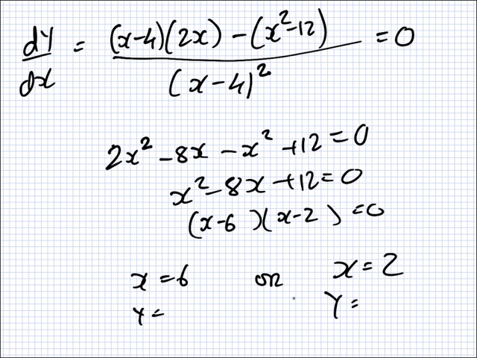And we should get the y values to go with that. If I put in 6, I get 36 minus 12. What's that? 24. 24 over 4. Is that 6? If I put in 2, no, it's not 6. What is it? 12. Thank you. And what is the other one? 4. Thank you.